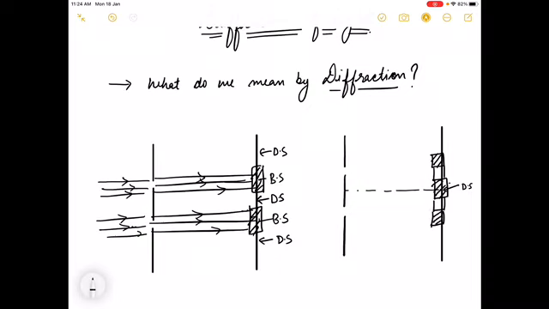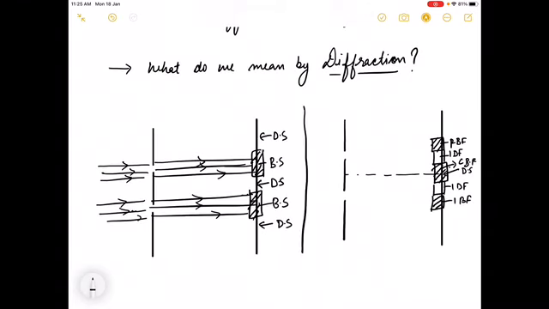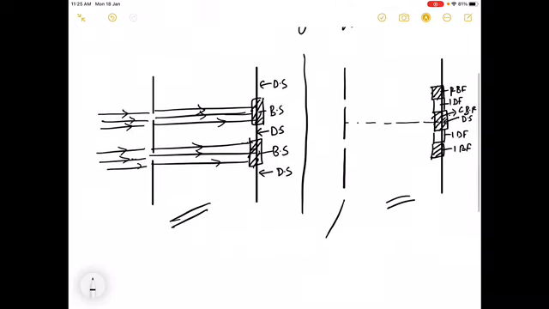We call the center one the central bright fringe, and then the dark fringe, then the first bright fringe. If you haven't seen the video, you can go back and check. So this was the expectation and this is what we saw. This experiment proved that light has wave nature.